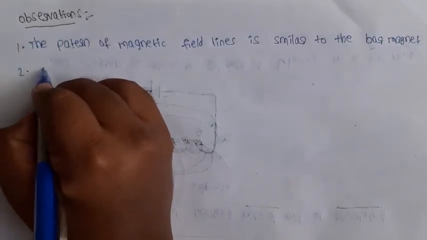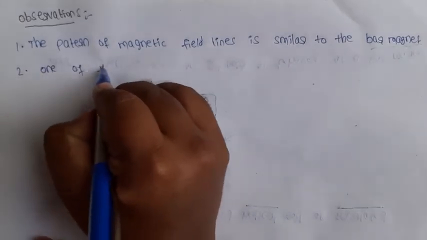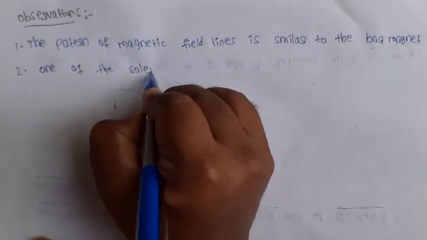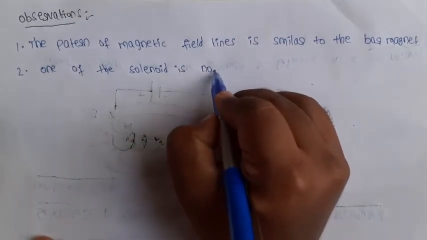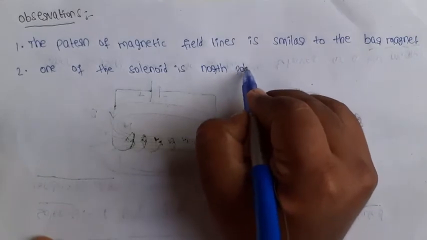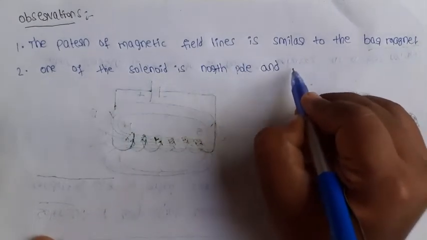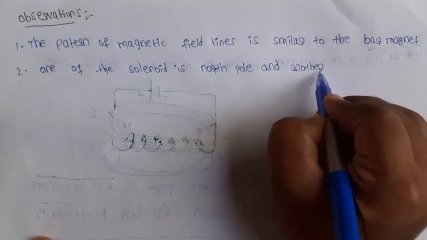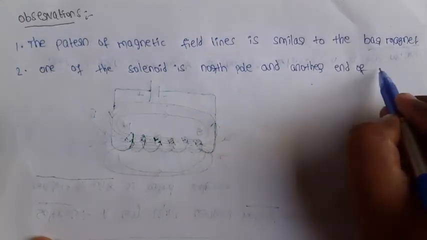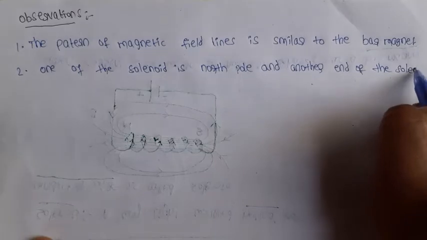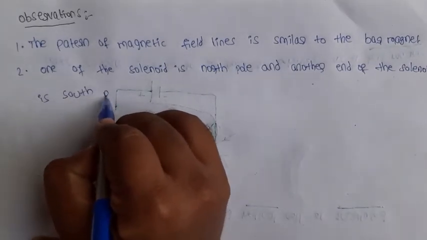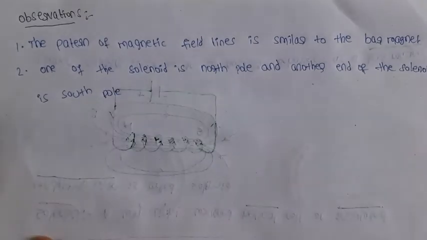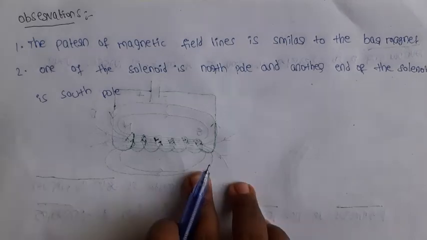One end of the solenoid is the north pole and the other end of the solenoid is the south pole. So the solenoid has one side as north pole and the second side as south pole. Third observation.